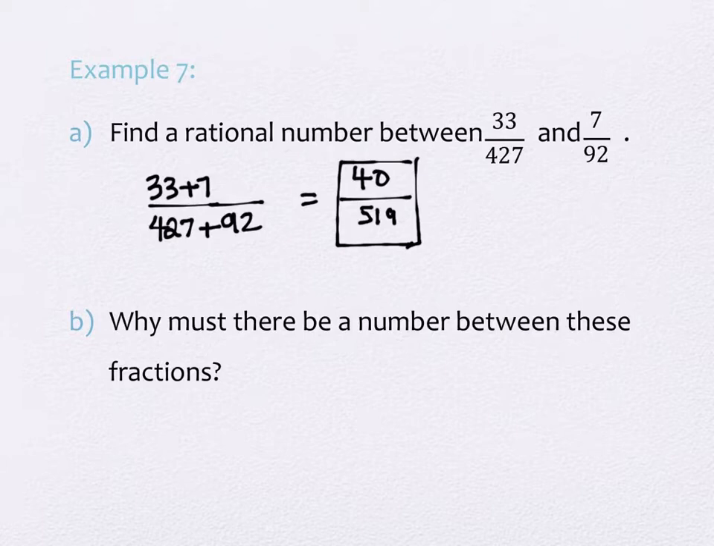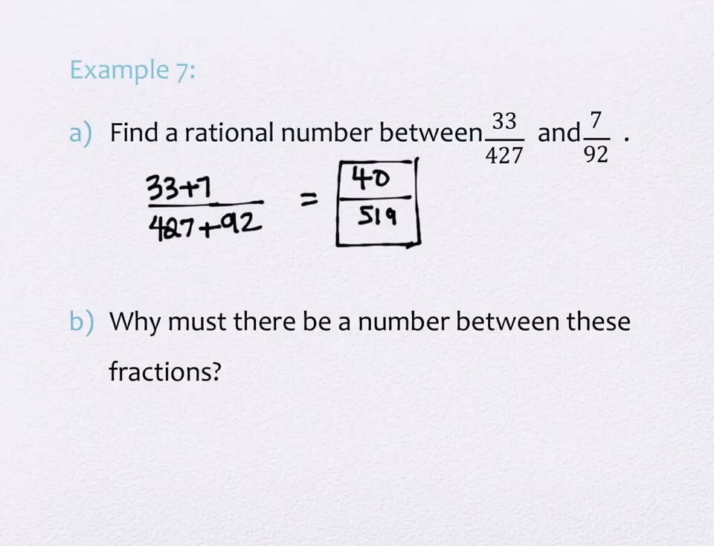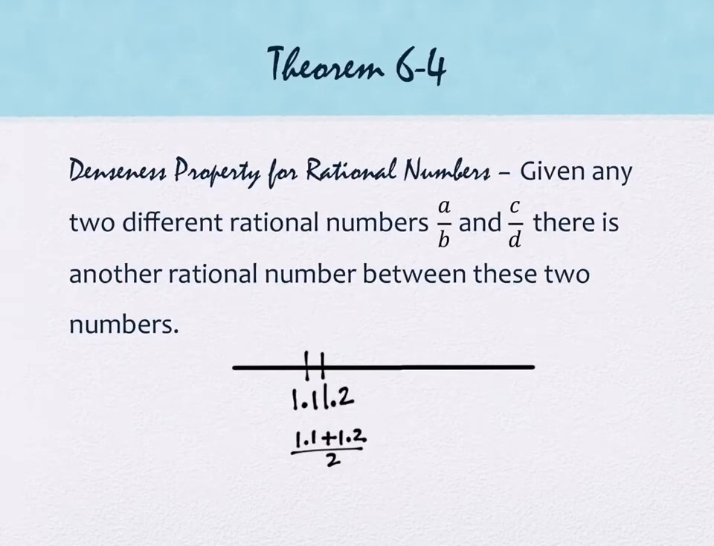Why must there be a number between these fractions? That's a really good way to describe it. I like that. And that's actually arguing again to this denseness property. Right? There has to be something in between it because the numbers are dense. If there weren't a number in between them, they would be equal to one another. So was there a theorem on that? Yeah, Theorem 6/4.